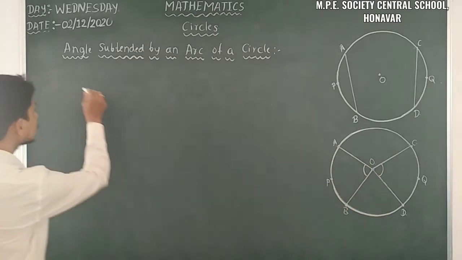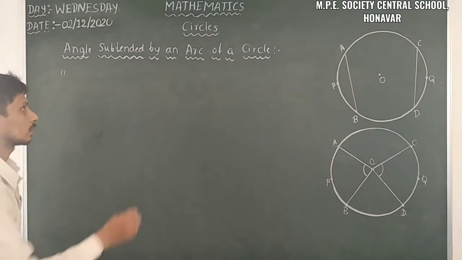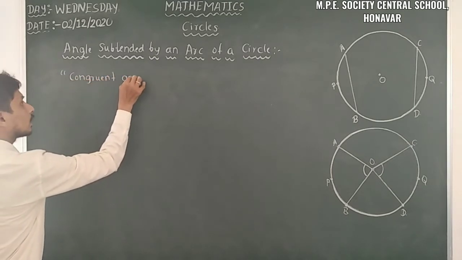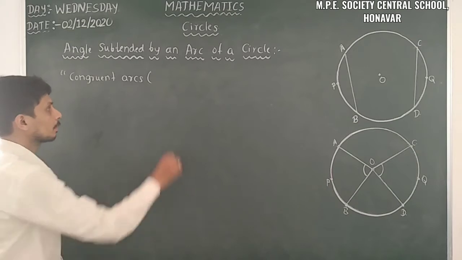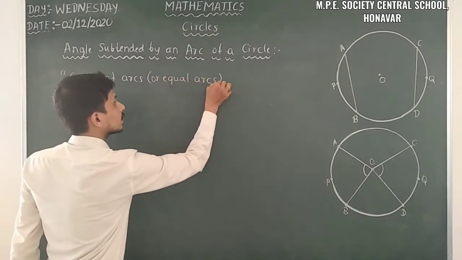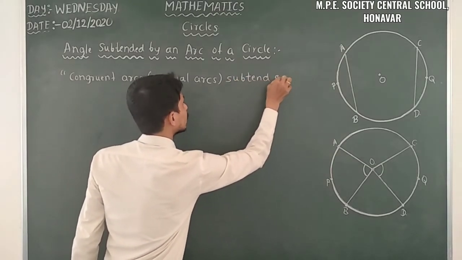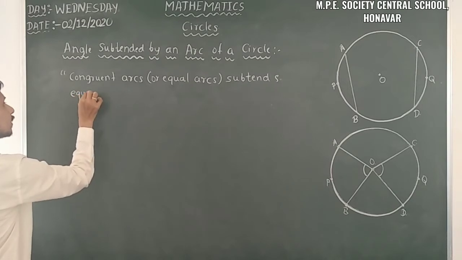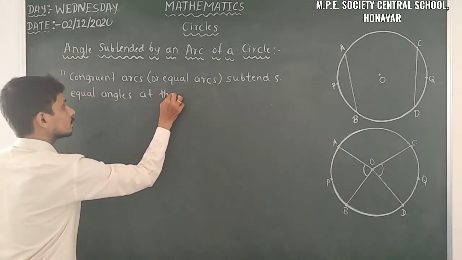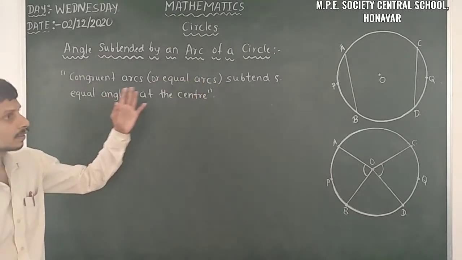So let's take the statement here. Congruent arcs, you can take equal arcs also. So congruent arcs, or equal arcs, I am just writing it in the bracket, subtend equal angles at the center. Here we have this thing.